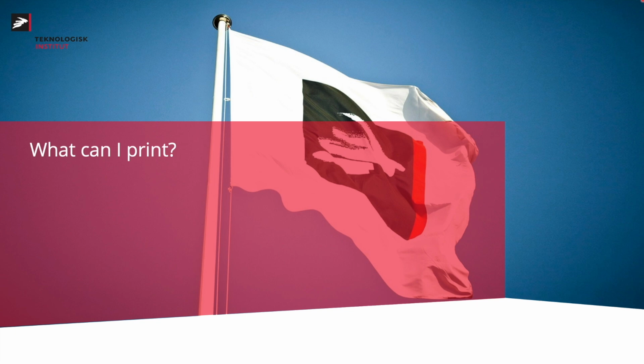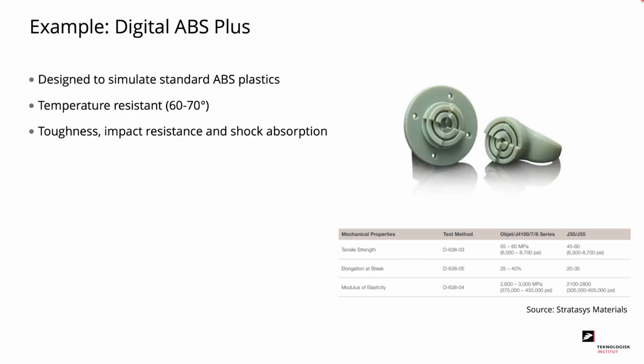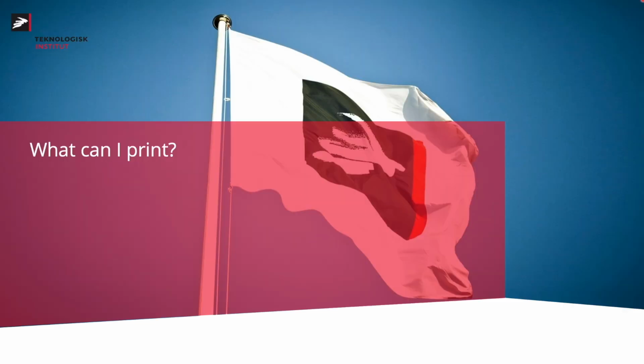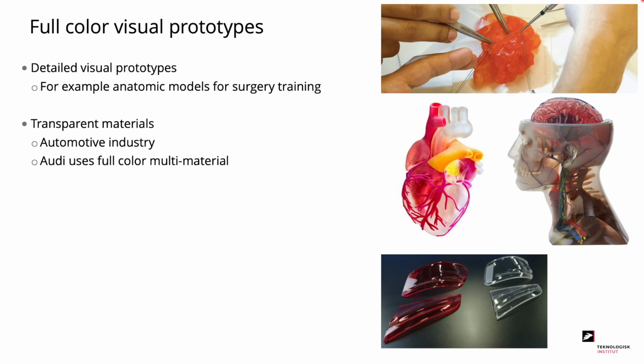One example of a material is digital ABS+. This material is designed to simulate standard ABS plastics. It's temperature resistant up to 70 degrees, and you get toughness, impact resistance, and shock absorption. Now it's time to look at some of the things that we can print with material jetting. First of all, material jetting is often used for full color visual prototypes.